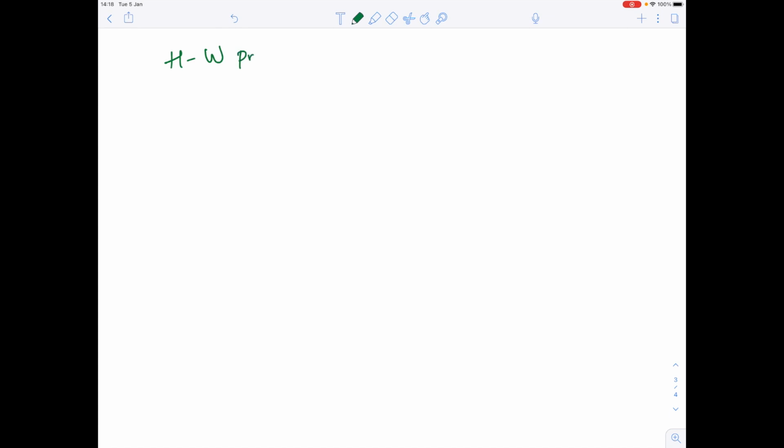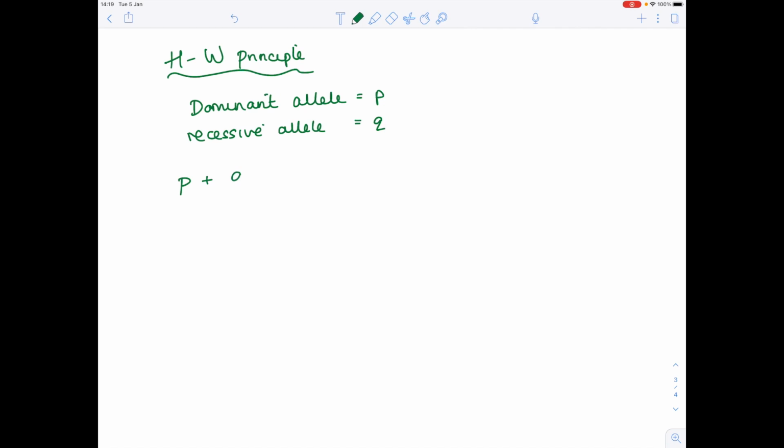So now we're actually ready to look at the Hardy-Weinberg Principle and what the equation for it actually is. So notice that the dominant allele is given the letter P, whereas the recessive allele is given the letter Q. Because we said that all the alleles in the population must add up to 1, it therefore makes sense that P plus Q equals 1.